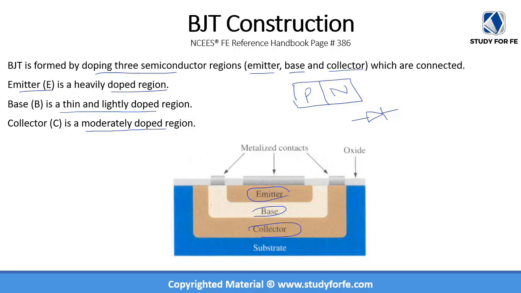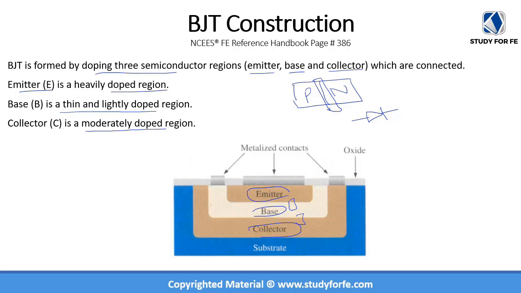Now you can see that there are junctions. There is a base emitter junction, and there is a base collector junction. In the case of a junction diode, we only had one junction. However, over here you can see more than one junction. So this is how a BJT is constructed, and now we will take a look at its symbols and different types of BJTs.